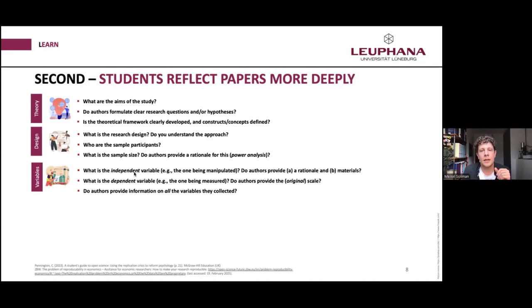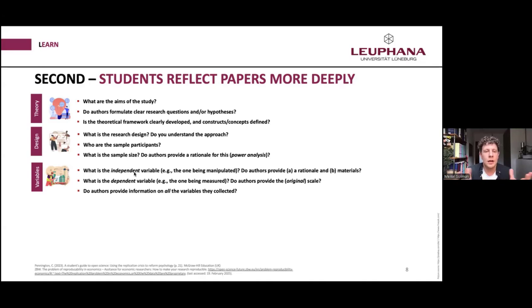And is the exact wording of the scale provided in the appendix or in the paper or on the Open Science Framework, whatever that is? Are there enough information for you to be able to replicate that study regarding the dependent variable? And this is also related to whether authors provide information on all the variables that they collected during data collection.